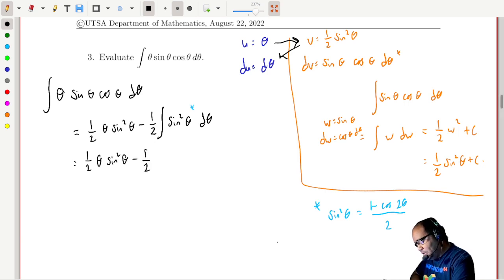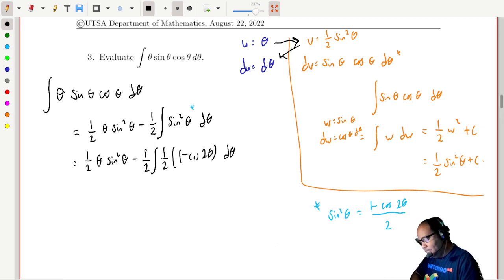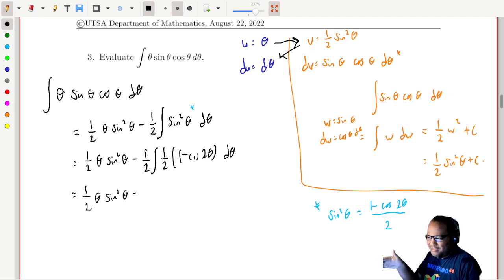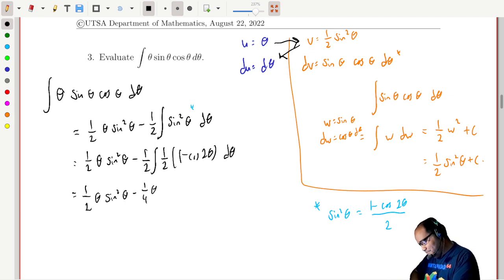So we'll go ahead and rewrite our integrand here. It'll be 1/2 times 1 minus cosine 2 theta d theta. Now some of the magic will happen here. 1/2 theta sine squared theta stays the same. Half times a half is a fourth, so that's just a 1/4 in the integral. 1/4 theta. Now for the other one, 1/2 cosine 2 theta.